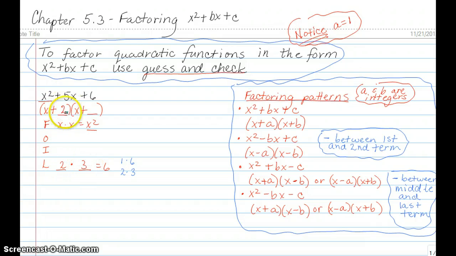Now, you put the 2 and the 3 here. Order is unimportant with this one. And then you check it using your outside inside to make sure you end up with 5x. So outside would be x times 3, which equals 3x. Inside is 2 times x, which equals 2x. These are like terms. You combine them to get 5x. So 5x matches, 5x matches, 6 matches, 6 matches. This is in fact your factoring. X plus 2 times x plus 3.